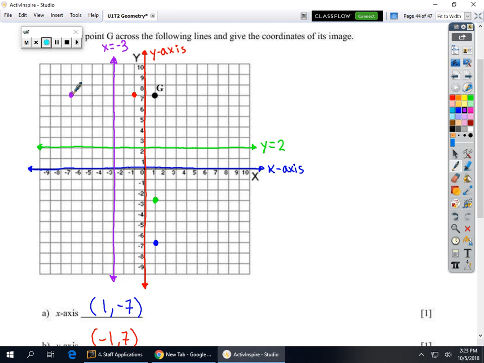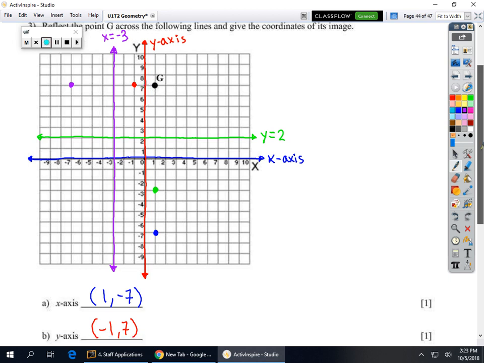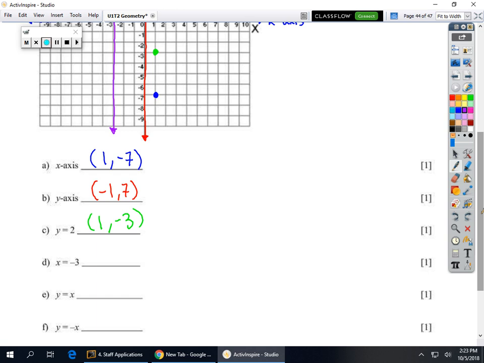The name of this point is going to be 1, 2, 3, 4, 5, 6. Negative 7, 7. 1, 2, 3, 4, 5, 6, 1, 2, 3. Yep, negative 7, 7. So you go down, right? Negative 7, 7. So these are all the horizontal and vertical lines.